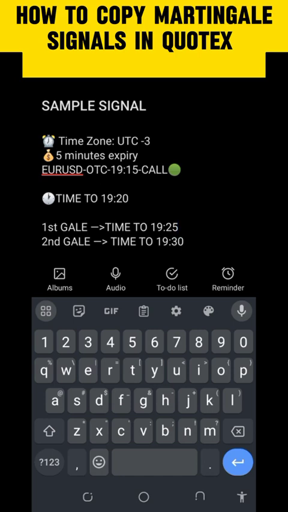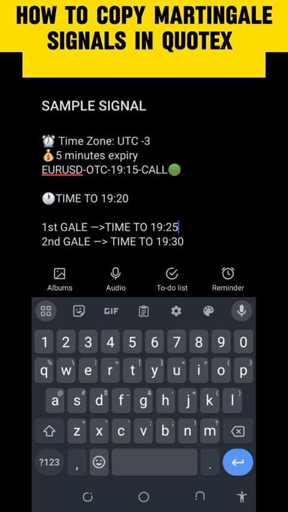Now the first gale is 19:20 to 19:25. It means the first gale trade will run from 19:20 to 19:25, which is another 5 minutes. But to take the first gale, you must have lost. It means you are losing in the main trade. Once you see that you are losing, you get prepared for the first gale. The gale trade, you open it with double the amount you started with.